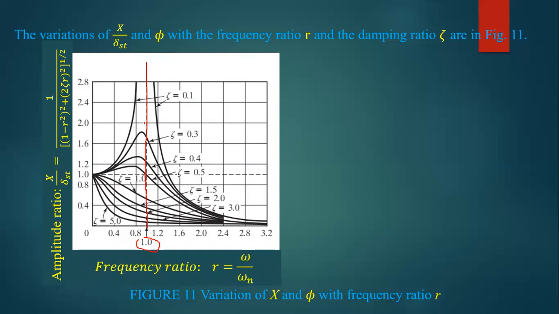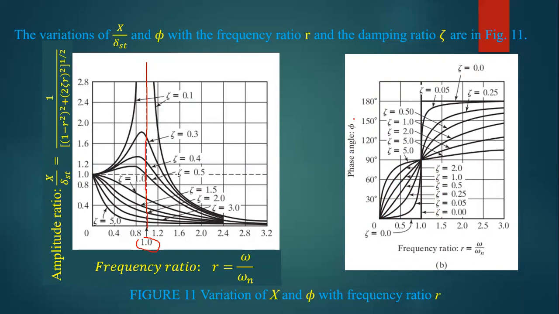What is the relation between the phase angle and the frequency ratio for various values of zeta? Zeta zero means completely undamped. This line shows zeta zero. For a smaller value of zeta, 0.05, you can find this graph, which goes like this. And for zeta values near to 1, we can find this type of graph.